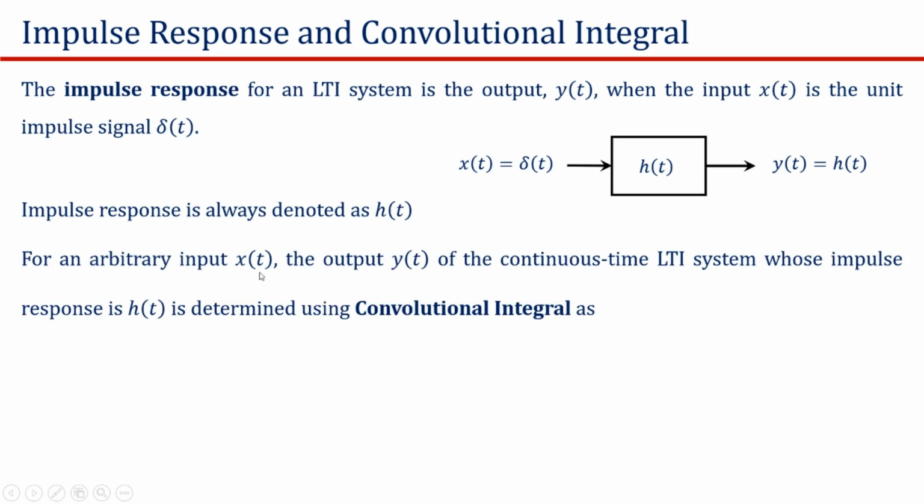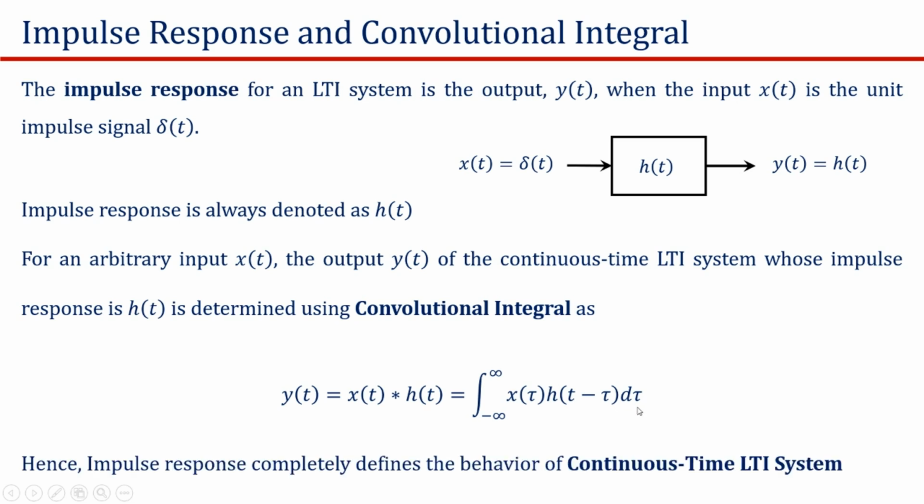For an arbitrary input signal x(t), the output y(t) of a continuous time LTI system whose impulse response is h(t) is determined using the convolution integral, which is given as y(t) is equal to integral from minus infinity to plus infinity x of tau into h of t minus tau into d tau. Hence, the impulse response completely defines the behavior of a continuous time LTI system.